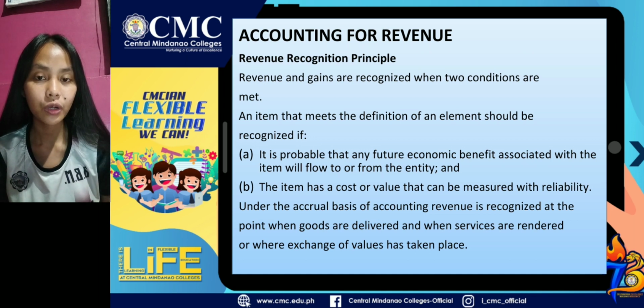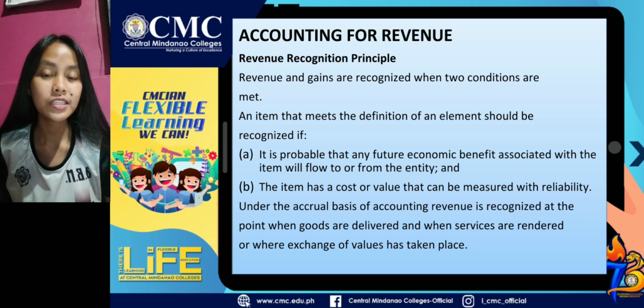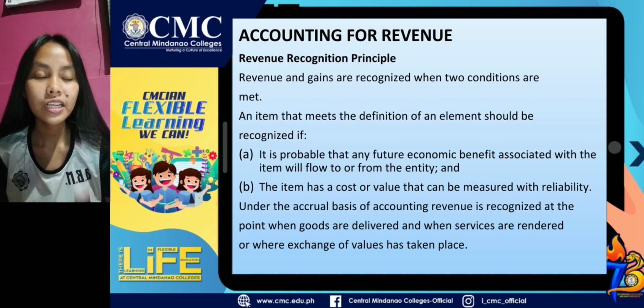Let's say, for example, ako taga-organize ng kasal. Hindi ko ma-recognize yung revenue or yung kinita ko once na hindi ko pa natapos yung trabaho ko, or once na hindi ko pa na-organize yung kasal nila. Kahit na nakapagbayad na yung customer ko sa akin in exchange sa service na ino-offer ko, hindi ko pa rin yun ma-recognize once na hindi pa ako nakakapag-perform ng service. Ma-recognize ko lang yun pag natapos ko na yung trabaho ko, or pag na-render ko na yung service na ino-offer ko.